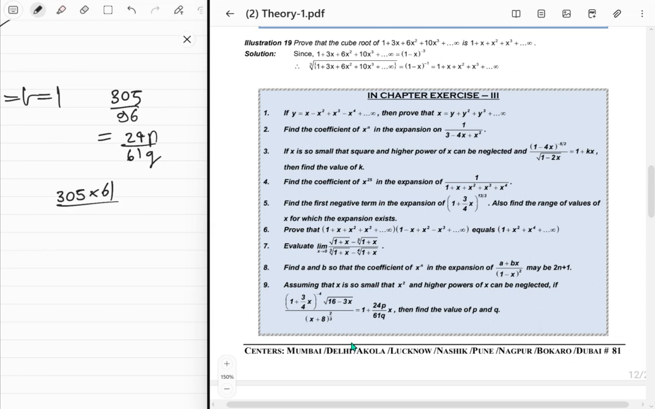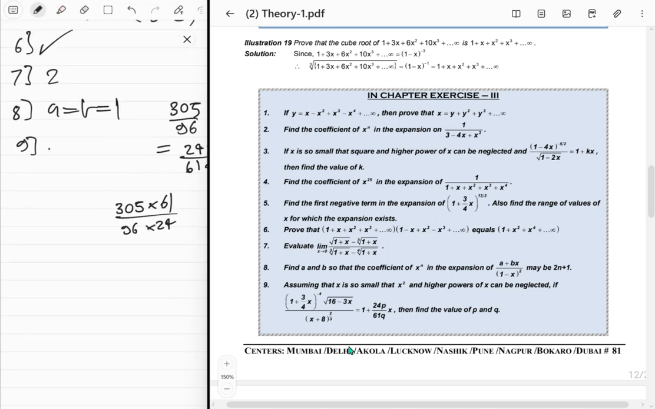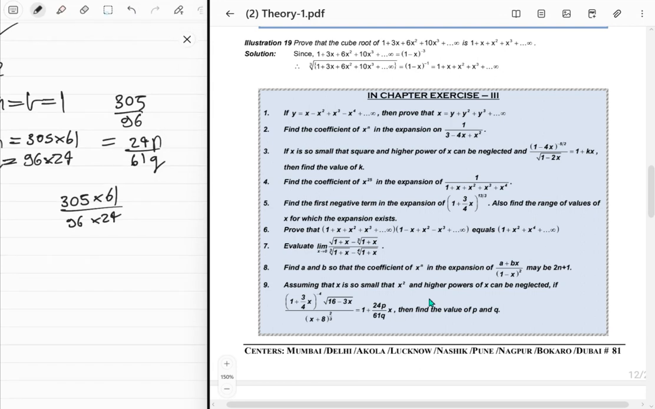Find P and Q. Wow. We got 96 into 24. What kind of sick joke is this? This is it, huh? Fine. So P is really just 305 times 61. If it's not this, I'm just gonna say it's wrong, right? Their question was wrong. And then Q was 96 into 24. This is it. Next.